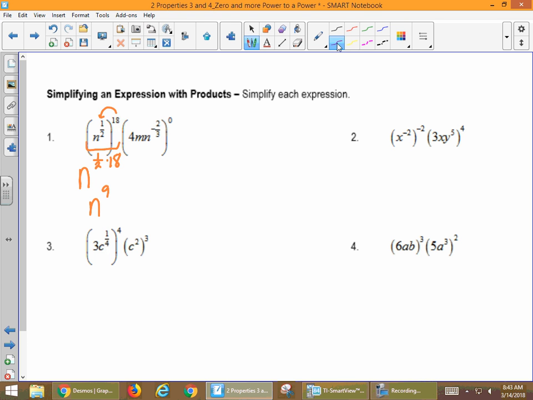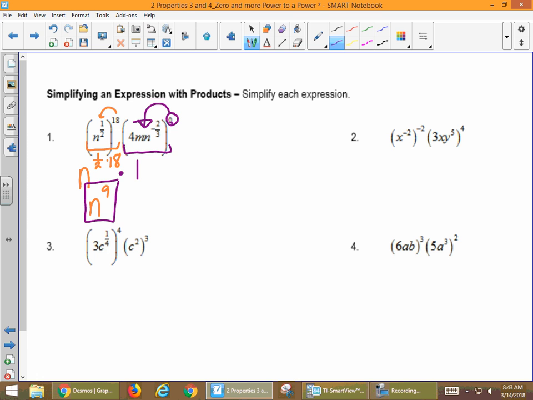All right, let's see what this other set of parentheses, and then we'll multiply. This 0 applies to everything in the parentheses. What's anything and everything to the 0 power? 1. And n to the 9th times 1 is just n to the 9th. So this is a situation where it looks like it's going to be a really nasty problem, and it's pretty easy once you do the baby steps.